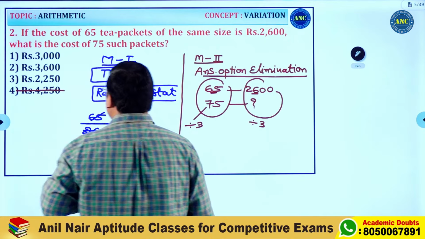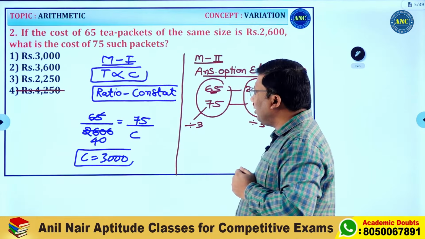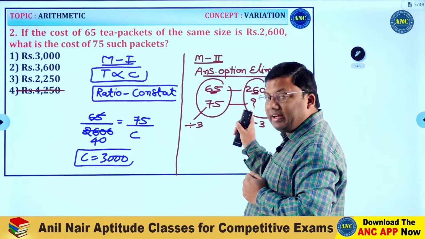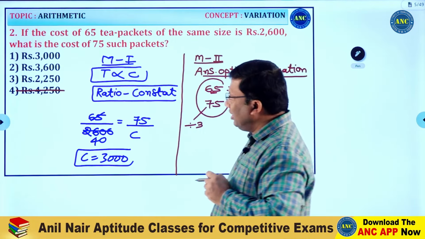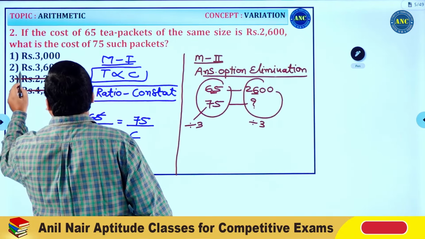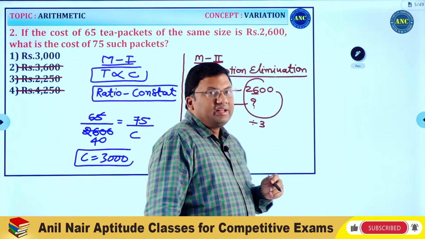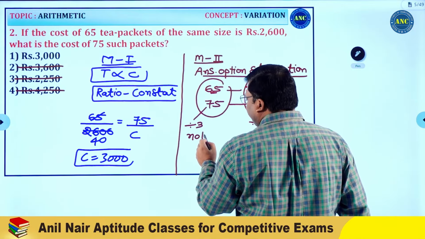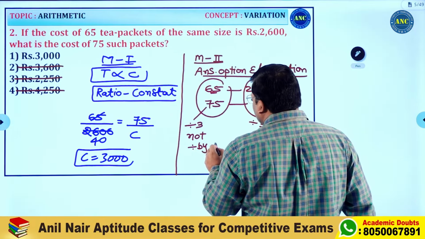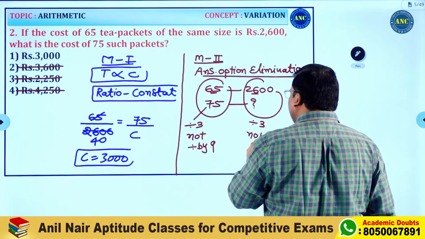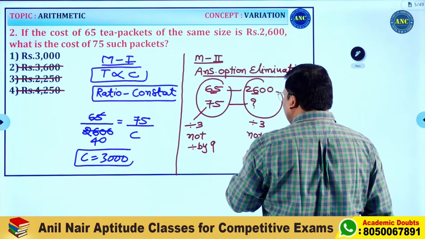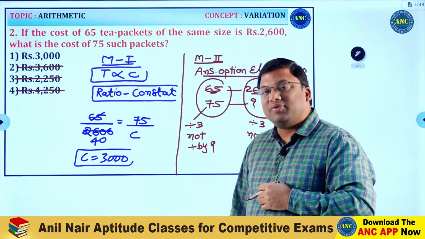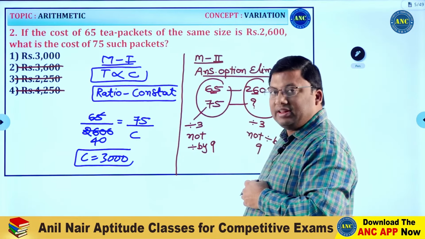This is not divisible by 3. It is only divisible by 3, not by 9. So on the right hand side the question mark should be divisible by 3, but not by 9. 75 is not divisible by 9. I hope the idea is very much clear. Without even doing calculation, you can eliminate the answer options.